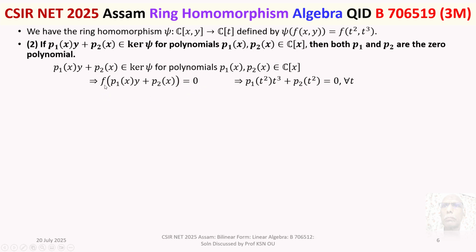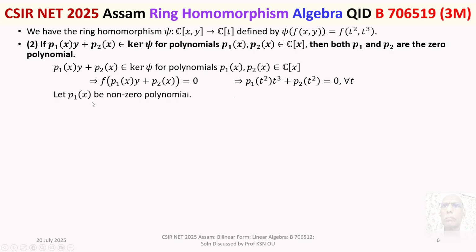It is our habit to write the homomorphism as f. No, it is psi. Yes, psi. Belongs to ker psi means psi of this is 0. So, what will be the image? Replace x by t square, y by t cube. So, P1 of t square, t cube multiplied by plus P2 of t square is equal to 0 for all t.